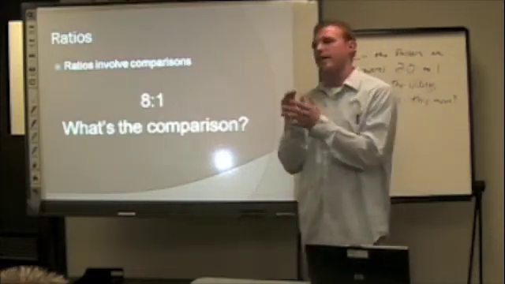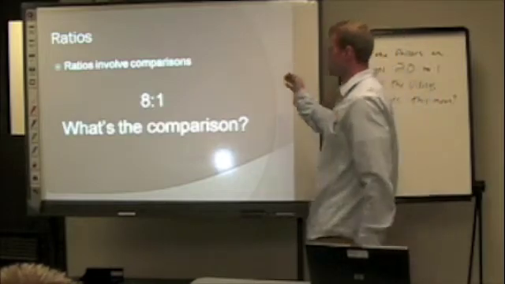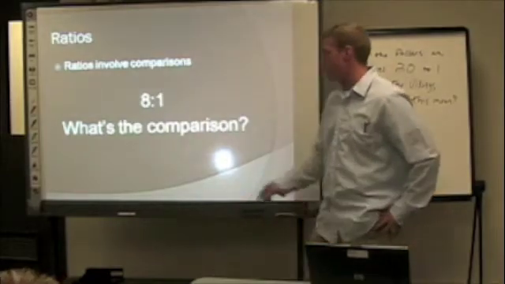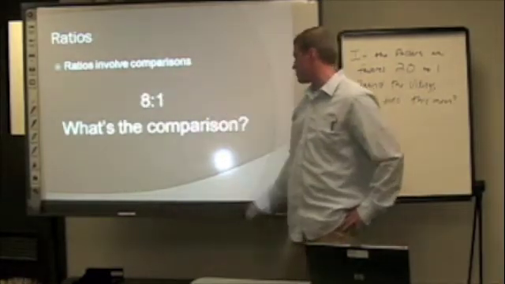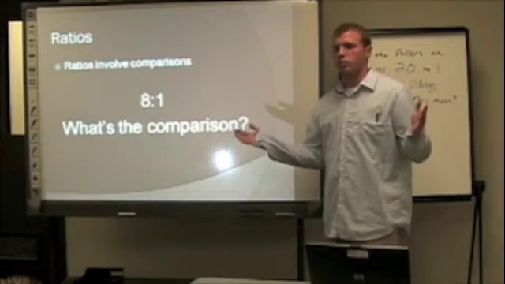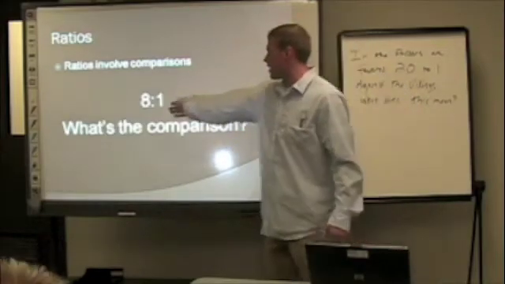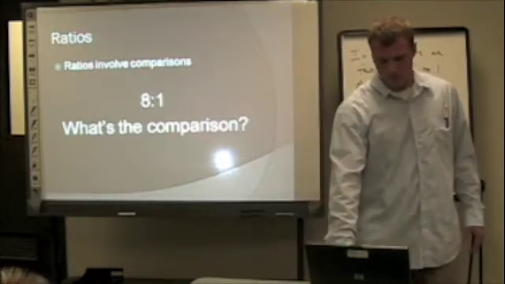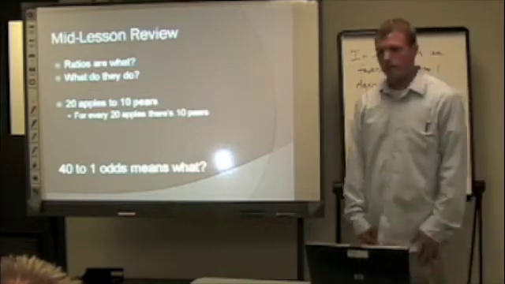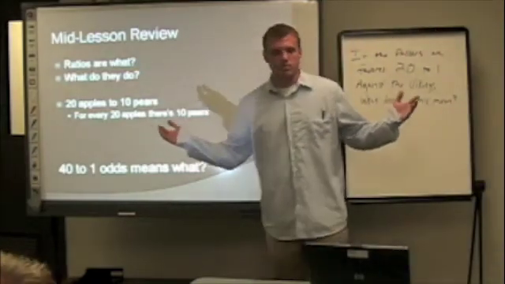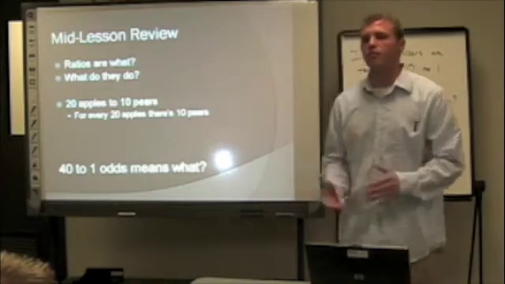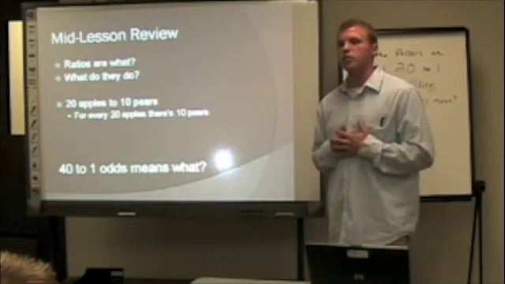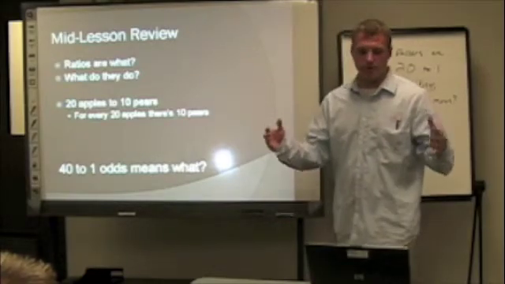Alright, to break this down in numerical form, this ratio here, 8-1, is expressing a relationship. That means for every 8, there is going to be 1. So, the question is, what's the comparison? What I just said, 8-1. So what are ratios, folks? Ratios are comparisons of 2 or more numbers in a relationship. And what do they do? They give us humans a better understanding of how things compare.